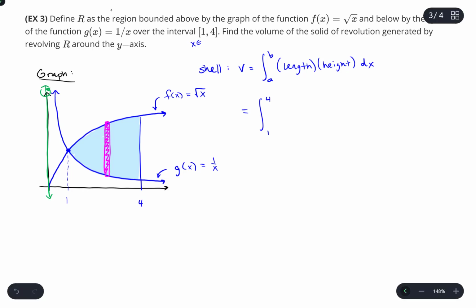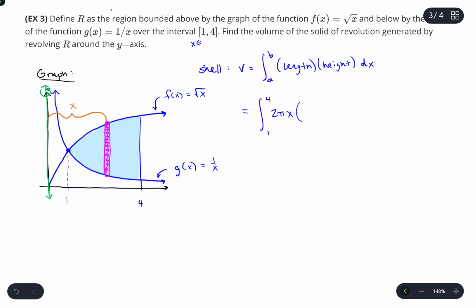That's the length of the shell. So the length of the shell is 2 pi times its radius. Well, its radius is just the distance that rectangle happens to be from the axis of rotation, and that's always going to be just the value x. Okay, so 2 pi x for the length of each shell.